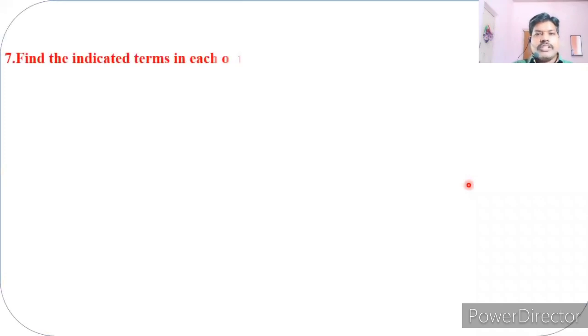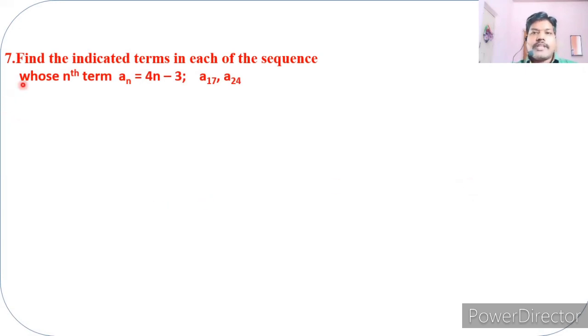See the next question, question number 7. In this question, they are giving the nth term: An is equal to 4n minus 3. They are asking to find the indicated terms. That means you have to calculate A17 and A24. A17 is the 17th term, and A24 is the 24th term of the given sequence. They are asking you how to calculate the 17th term and 24th term of the sequence.